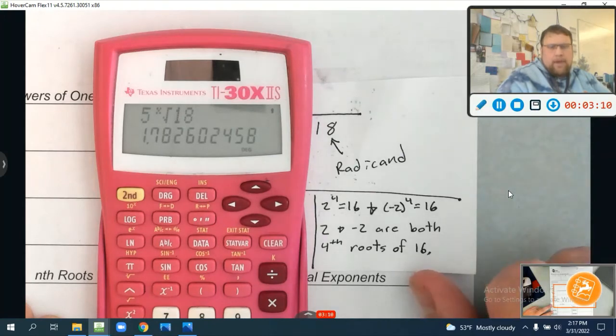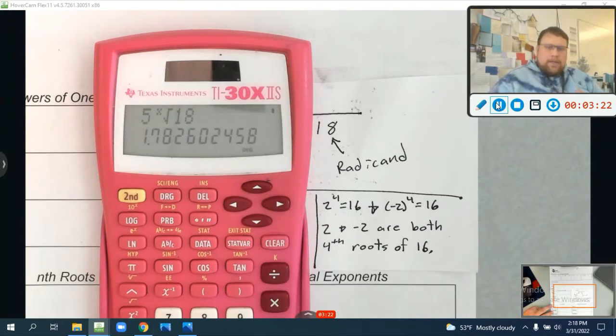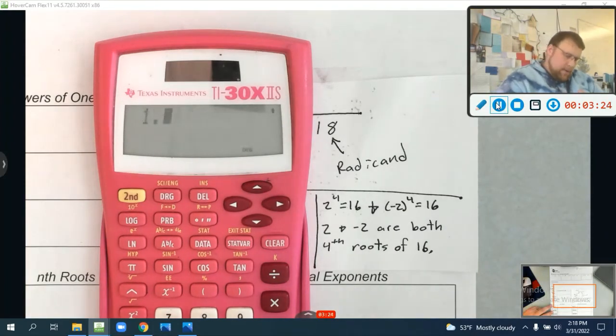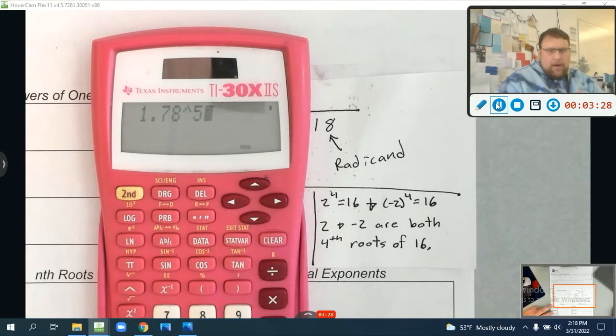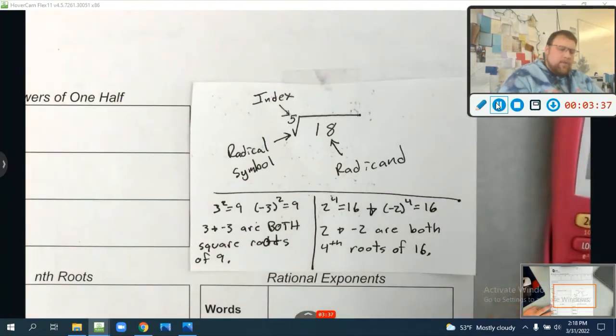So I want to take the 5th root of 18, and you see that number, 1.7826, blah, blah, blah. If I round that, let's say 1.78. So if we did it right, 1.78 to the 5th power should be approximately... Okay, so let's try this out. I'm going to have 1.78 up to the 5th power. Look at that, 17.86, so about 17.9, which is right there up to 18. So that's what a 5th root is.